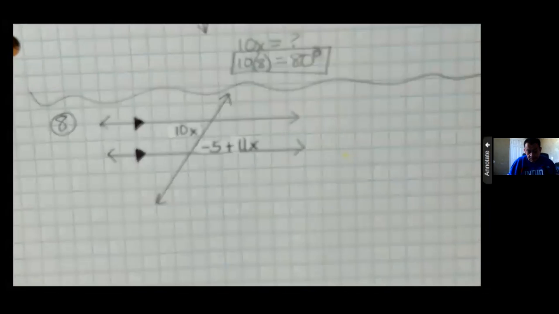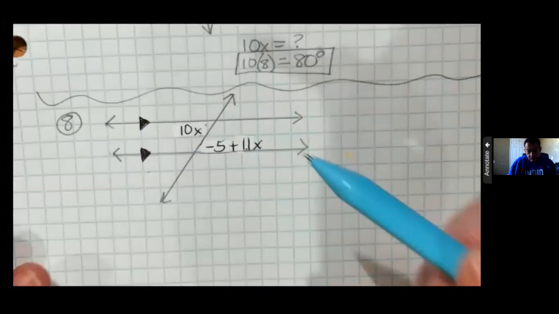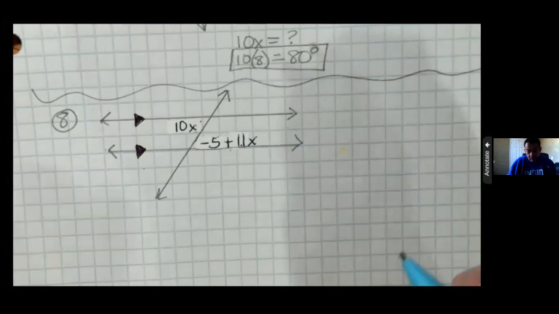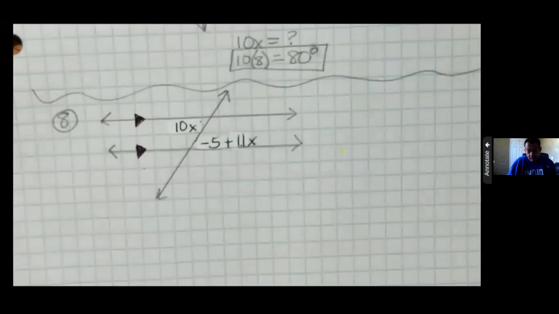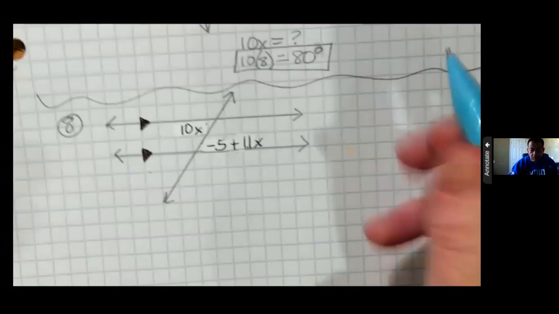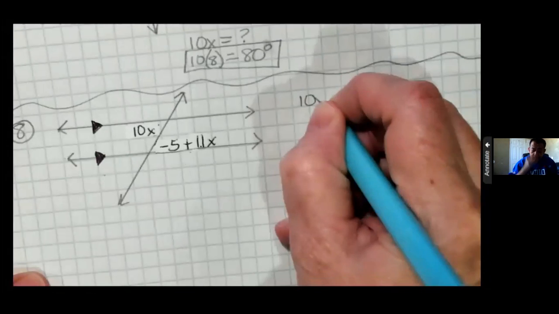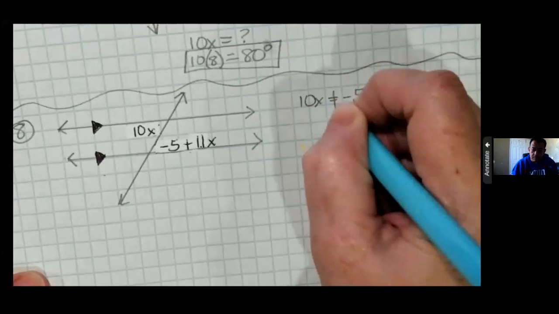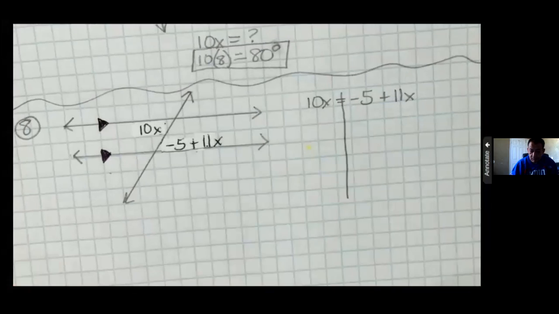Okay. Now, these little arrows tell us they're parallel, which makes these alternate interior. And alternate interior angles are what? Are they congruent or supplemental? Remember, say the answer out loud or text it. Right. They're congruent. Very good. So how I set this up is I'm going to say 10x equals negative 5 plus 11x. And now you're just solving for x, which you guys know how to do.